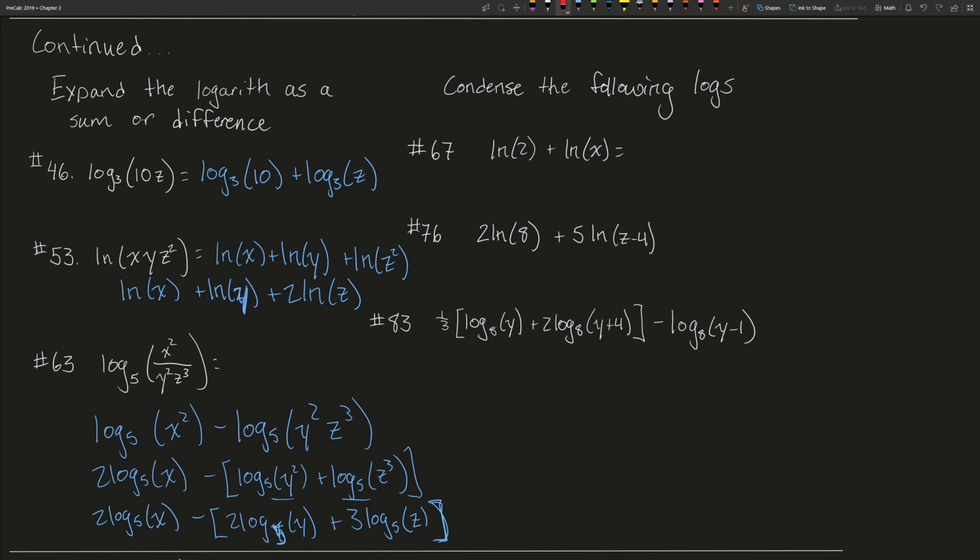Number 67, this problem set says to condense the following logs. So the natural log of 2 plus the natural log of x, that is the sum of two natural logs. So we can rewrite this as the natural log of 2x.